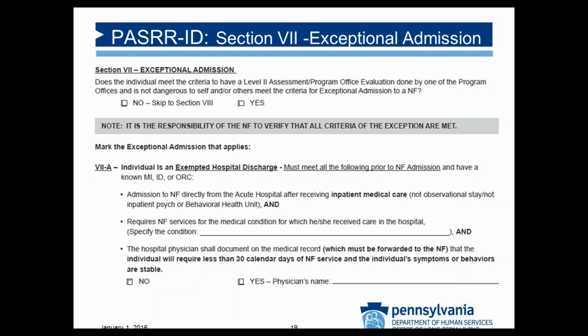The first exception is an individual is exempted hospital discharge and must meet all the following prior to going into the nursing facility. So there's basically 3 criteria. They are currently, or they are being admitted to the nursing facility from an acute care hospital after receiving inpatient medical care. It's strictly inpatient care at this point. Not observational stays, not from an inpatient psych or behavioral health unit, not from the ER room. It's strictly an inpatient stay.